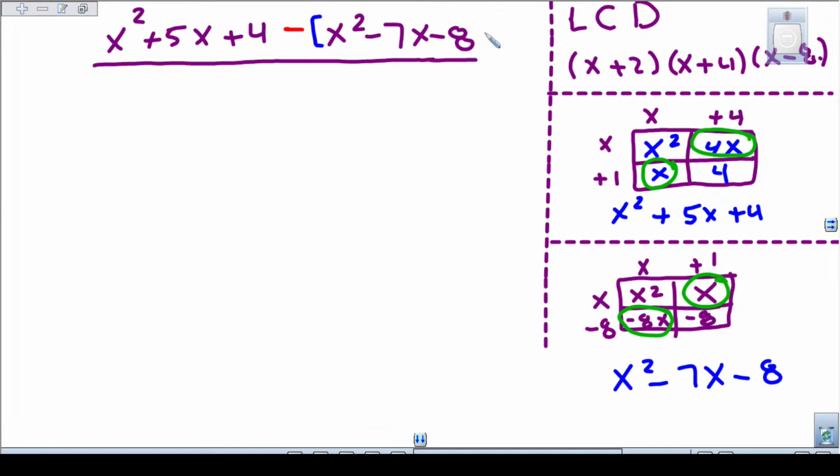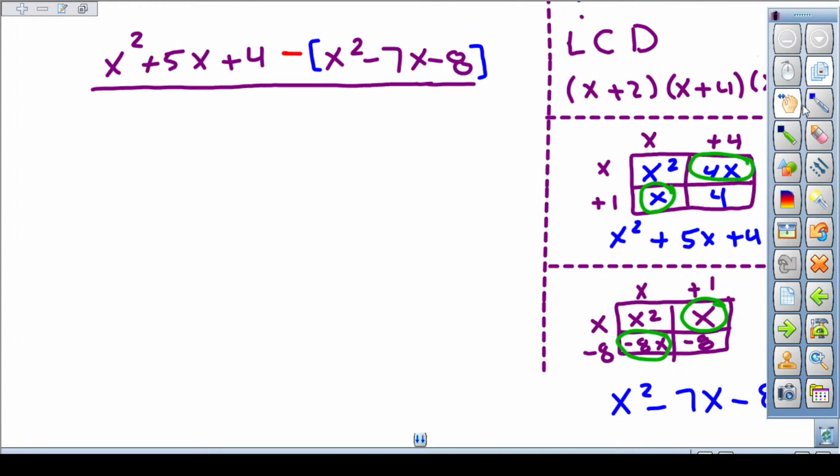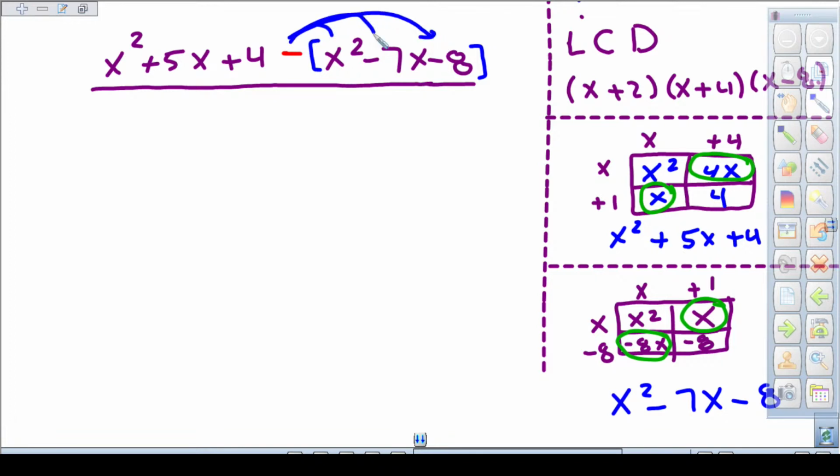I'm very careful with this negative sign, otherwise I'm going to make a mistake. Okay, so in here I'm actually going to distribute this negative sign at the moment. So I'll go like this. And that's why we said you have to protect it with brackets and parentheses.